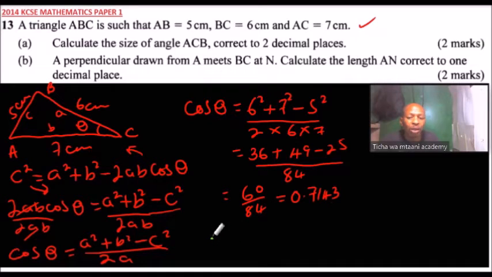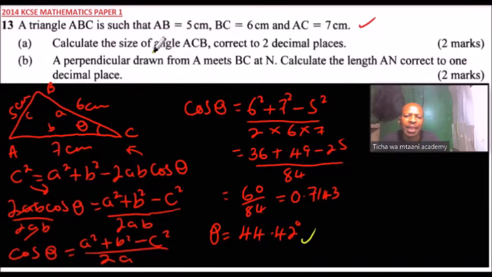So you get the cos inverse of 0.7143. You get theta is equal to 44.42 degrees. Since you have a calculator, you are allowed to use a calculator to get that. Now with that, that is the answer for part A. So we go to part B.